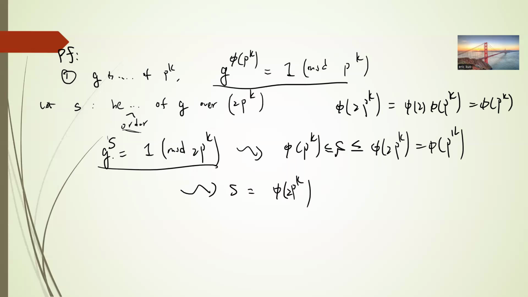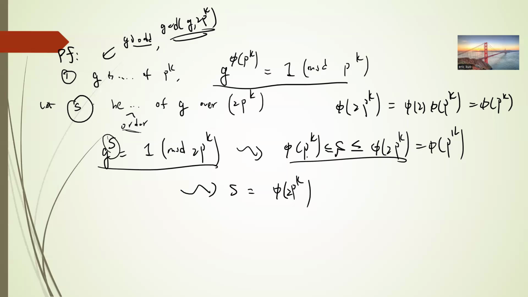Notice that the reason we can find the order is that G is odd, so G is coprime to P to the power K. That means the order exists, and since the order exists, it must be greater or equal to phi of P^K, and also less than or equal to phi of 2P^K by the definition of primitive roots. This implies that S must be the maximum order. So this shows that G is a primitive root of 2 times P to the K.